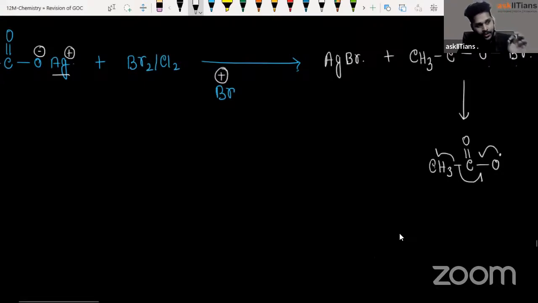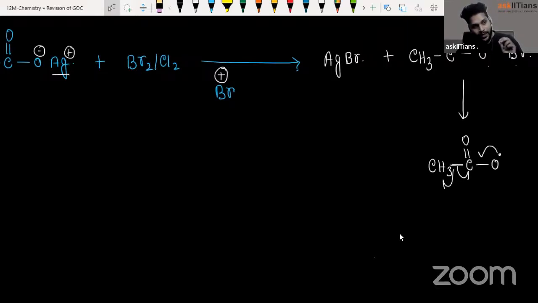So what happens? This free radical first breaks this carbon-carbon bond by homolytic cleavage, like this and this. Now, what would be the benefit of that? If I break the bond by homolytic cleavage, there would be a radical here and a radical here. Now, these two radicals would make CO2, and I get CH3 dot here.